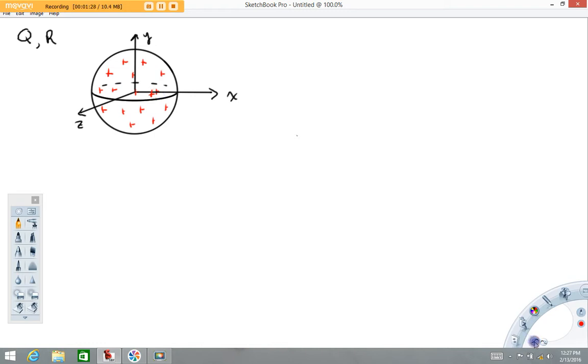So what we want to be able to do here is write an expression for what that electric field looks like. I want some function for the electric field as it varies with the radius of this sphere. Again, here's an example where we would use Gauss's law. And in order to use Gauss's law, the first step is always to draw a Gaussian surface.